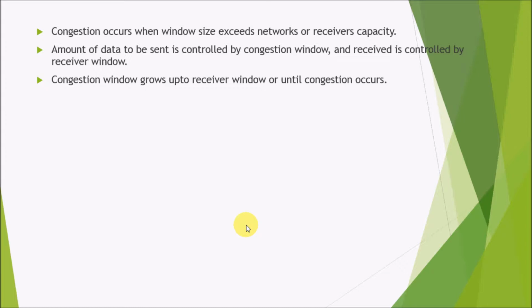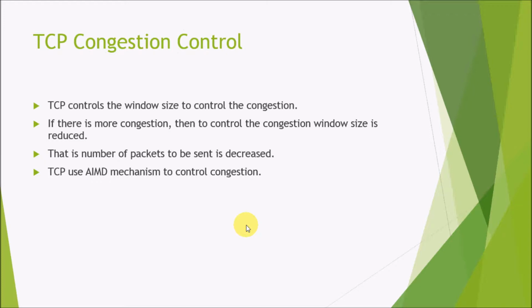The congestion window starts from MSS, that is maximum segment size, and grows up to the receiver window until congestion occurs. If congestion occurs before it reaches the receiver window, then we will see what to do. Okay, so now we will move to TCP congestion control.